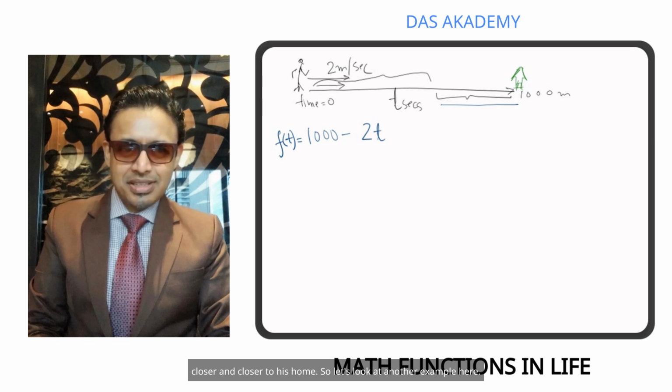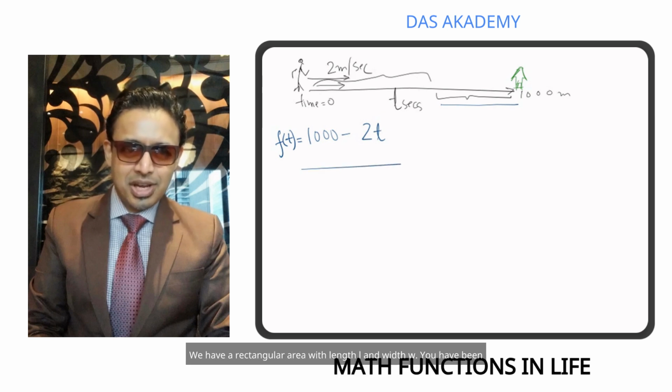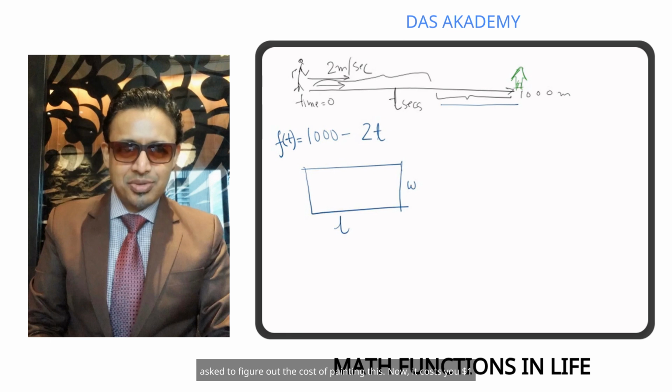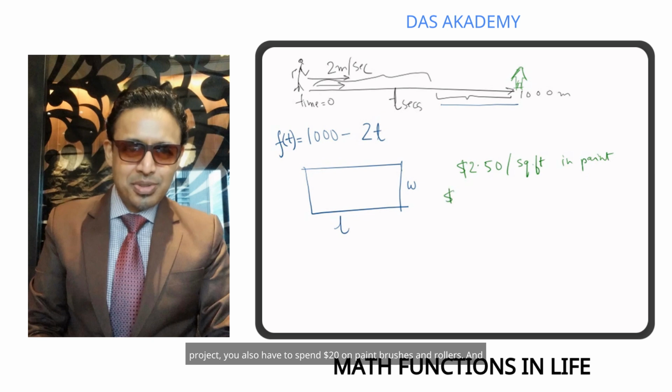So let's look at another example here. We have a rectangular area with length L and width W. You have been asked to figure out the cost of painting this. Now, it costs you $2.50 per square foot in paint. And for the whole project, you also have to spend $20 on paint brushes and rollers.